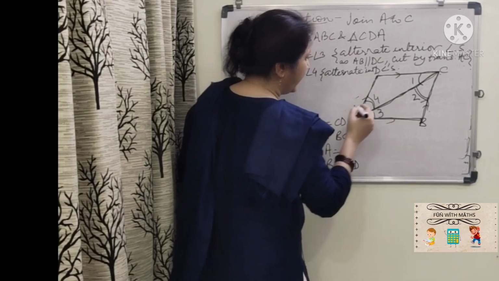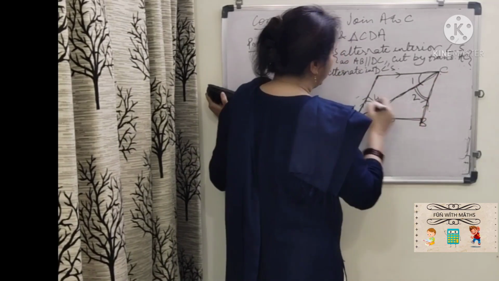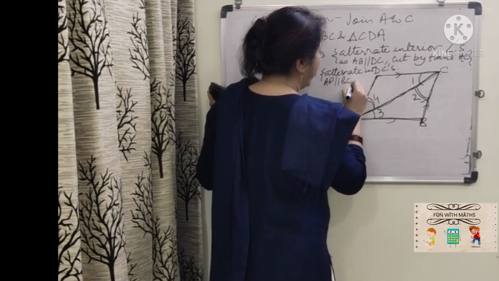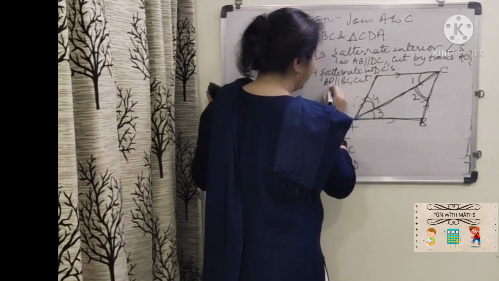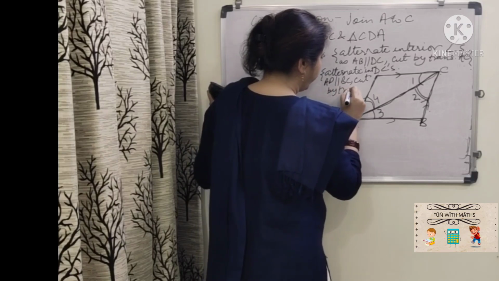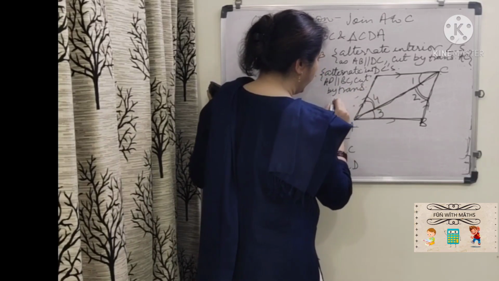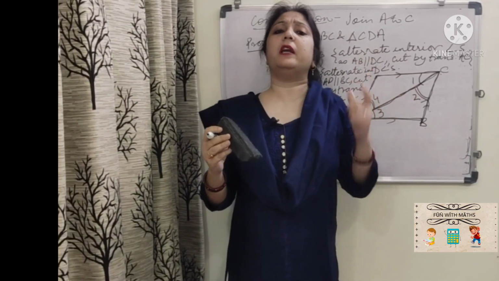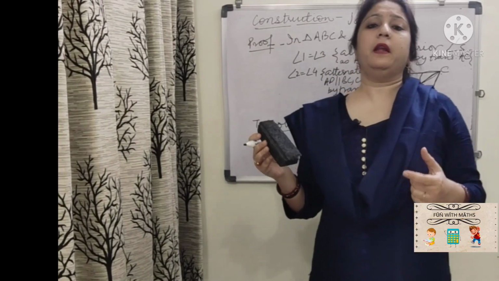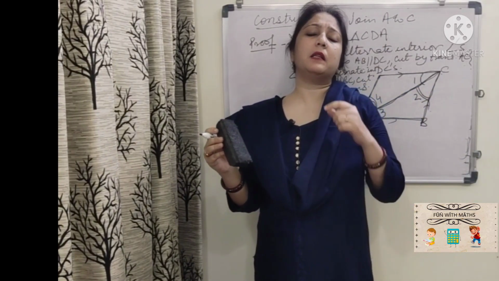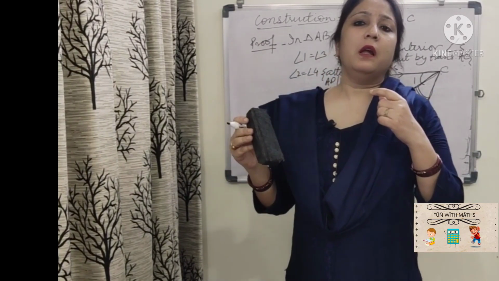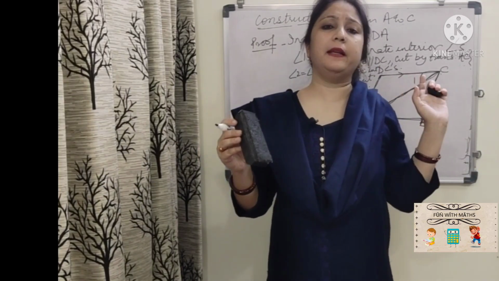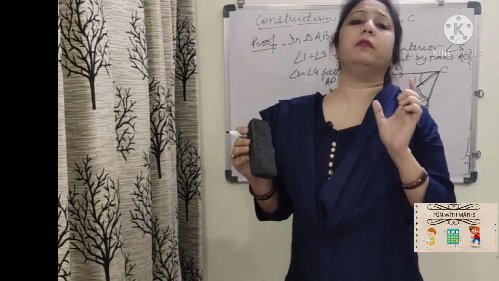And we will write now AD parallel to BC, cut by transversal AC. See, when you write any reason, it should be self-explanatory. Keeping this thing in your mind that the person who is correcting your work is not knowing anything. That way you present your work.